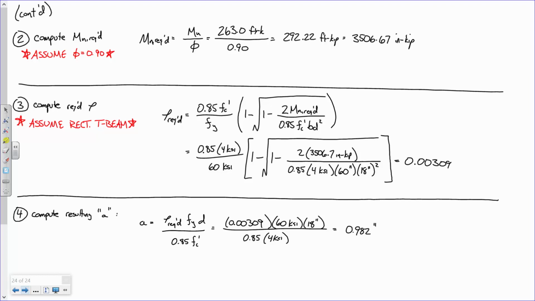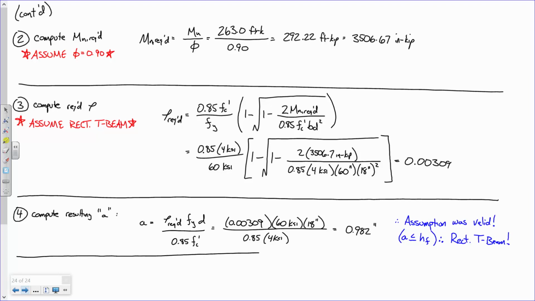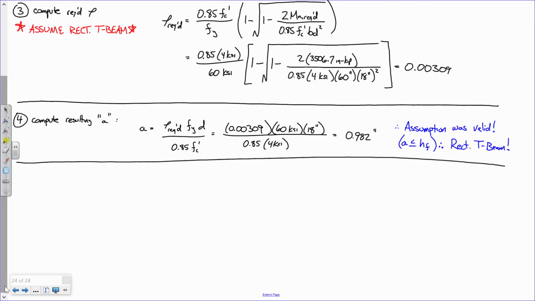So what I'm going to write here is assumption was valid, and then say that A is less than or equal to HF, therefore rectangular T-beam. Does that make sense? That's really important. Because if this had come out to be like 9.982, we'd be wrong. We'd have been dealing with a true T-beam, and we would skip to step 8 or step 9 or something like that. So we're good. Our next step is to go to step 5.